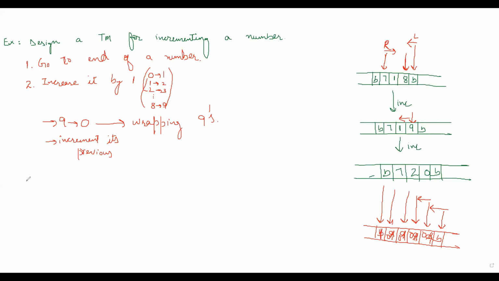Then what is the third part? The third part is go to beginning. So this is not required, but we should go to the beginning. Okay, fine. So let me design a Turing machine now. So initially we are at the start. Okay, so this is our start.